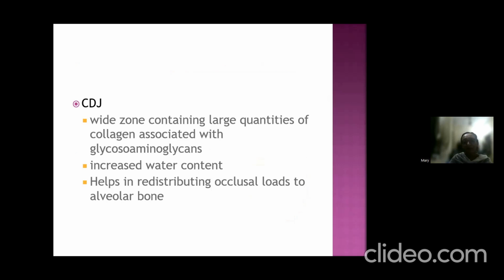Now, to go into detail about the cemento-dentinal junction, it is a wide zone which contains large quantities of collagen associated with glycosaminoglycans. It also contains increased water content, which helps in redistributing the occlusal loads to the alveolar bone. That is, it helps in sharing the occlusal load with the alveolar bone.